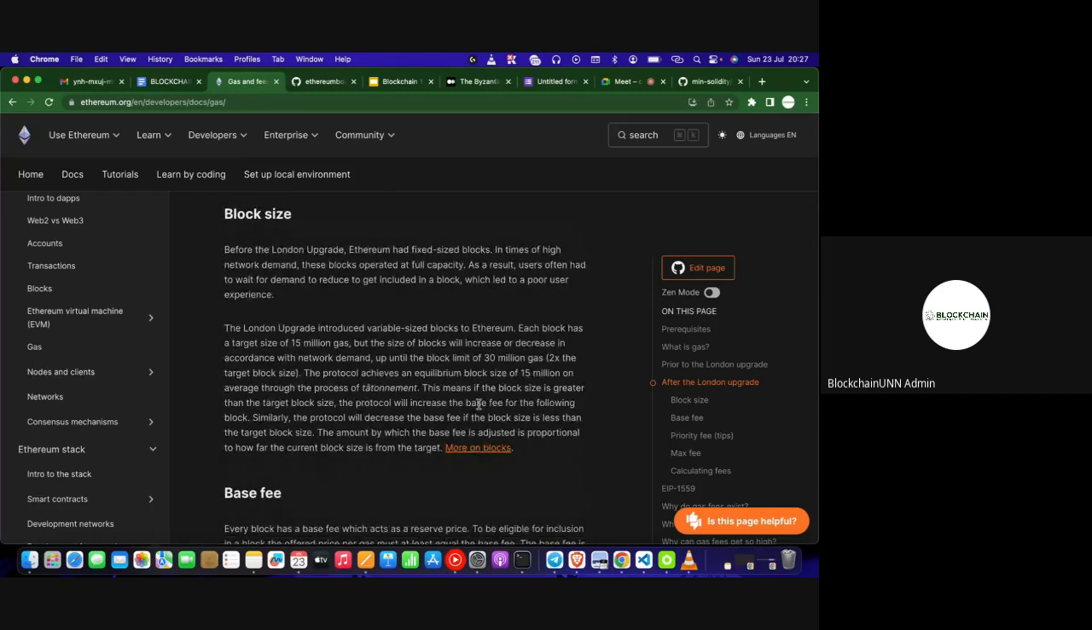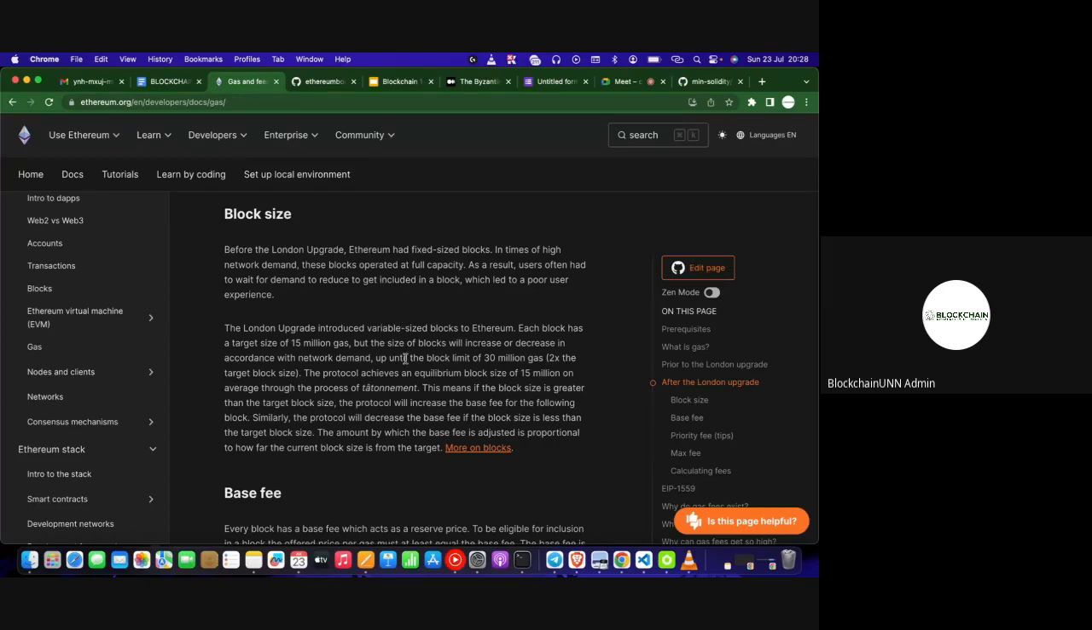Now, I already talked about block size, right? I said before the London upgrade, Ethereum had fixed size blocks. That was problematic because in times of high network congestion, these blocks operated at very full capacity, and users would probably have to wait for the demand for a block to reduce before they could get included in a block, and that led to a very poor user experience. There's a lot of congestion.